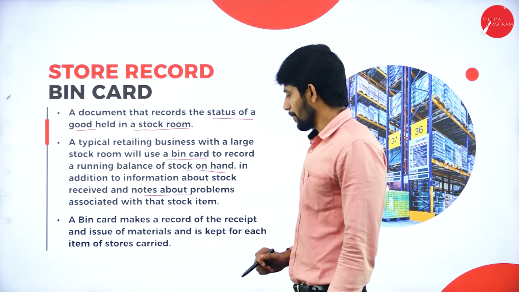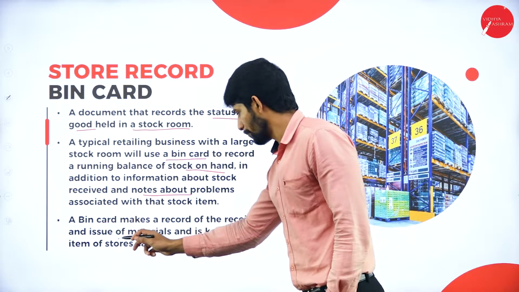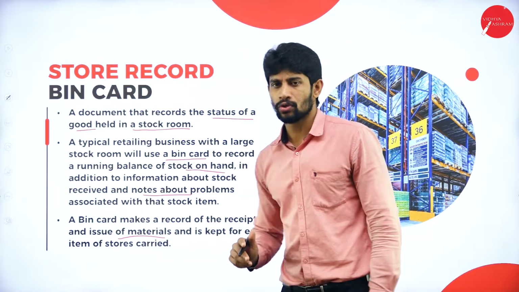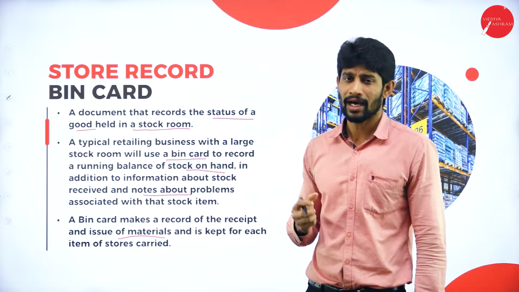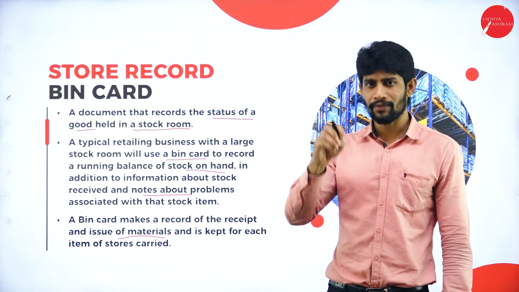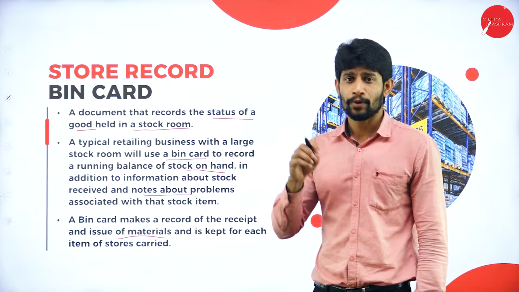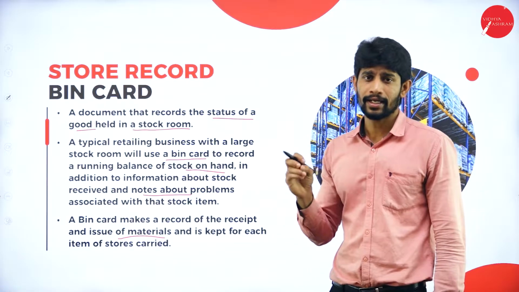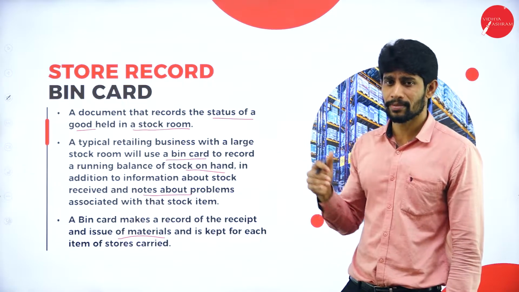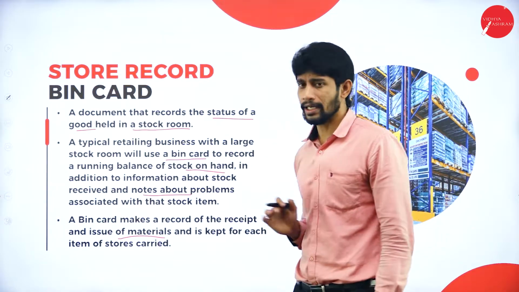Next, the bin card makes a record of the receipt and issue of materials and is kept for each item of store carried. So whatever items are there in a particular store or storeroom, each item will have its own bin card where all the details of a particular product will be written. The details like when it is purchased, how many products are issued, and what is the balance we still have. Every detail will be mentioned in this particular bin card.